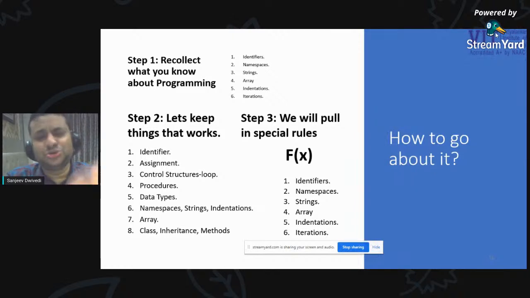You know what? Functions don't change anything. And why have we added these functions, why have we added this rule? We are doing it only to make our program easy to work with and understand.